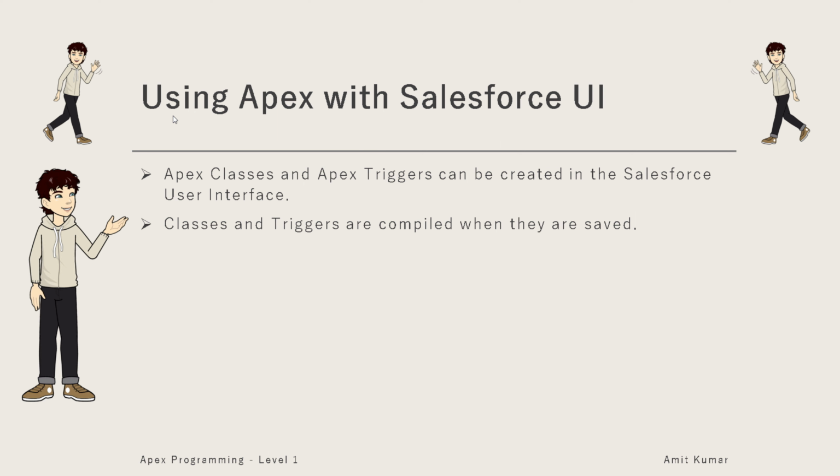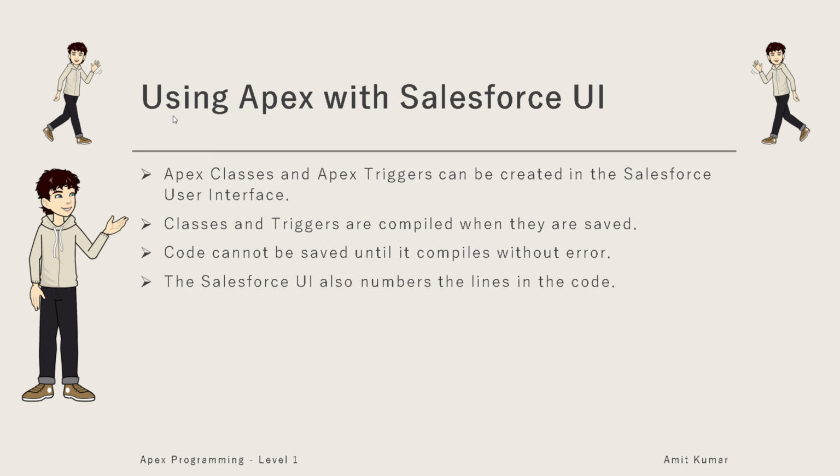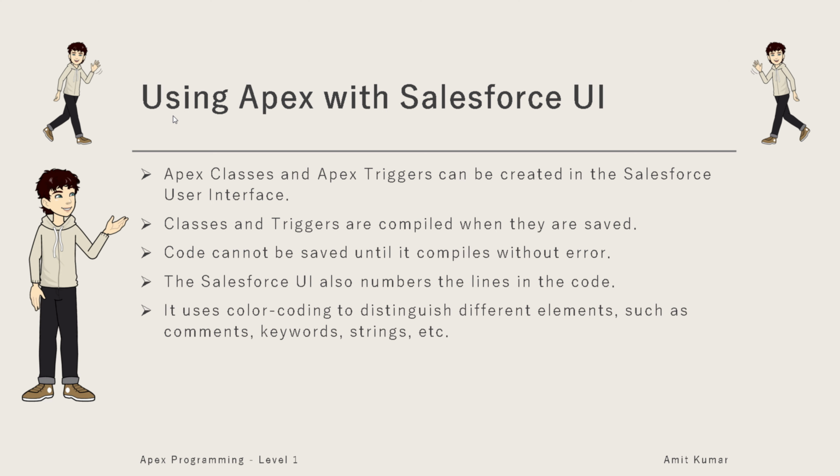Classes and triggers are compiled when they are saved. Code cannot be saved until it compiles without error. The Salesforce UI also numbers the lines in the code. It uses color coding to distinguish different elements such as comments, keywords, strings, etc.